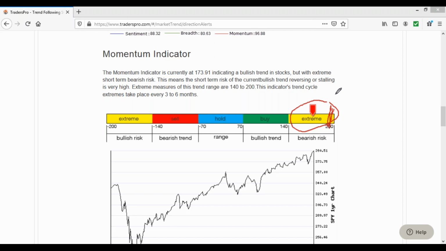So anytime you get in there, you start to pay attention for reversal signals. Bearish reversal candlestick formations or things like that are things I'll start looking for. And so the momentum has entered that extreme range.